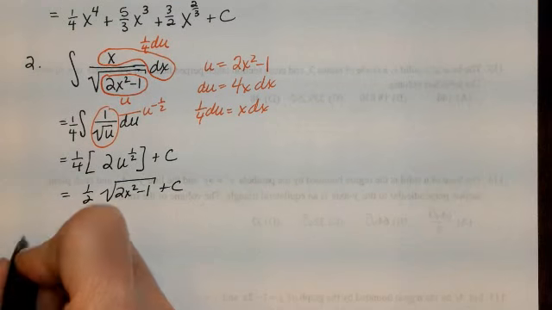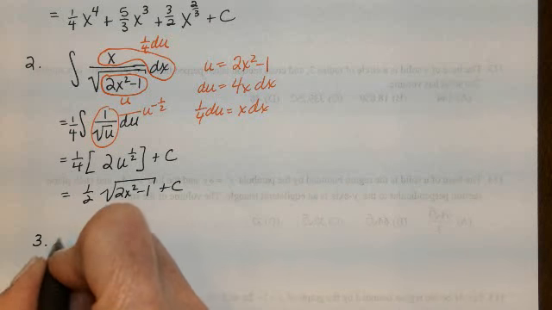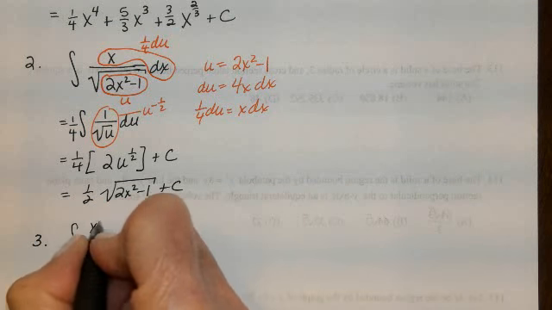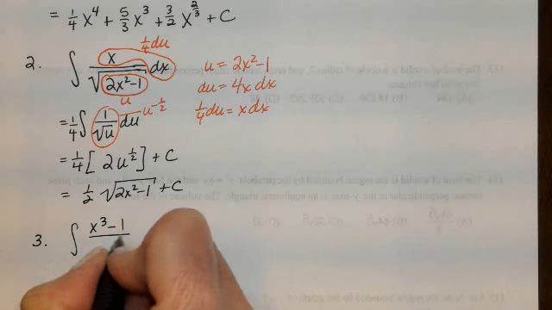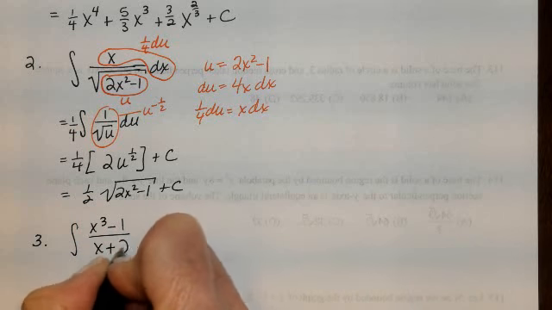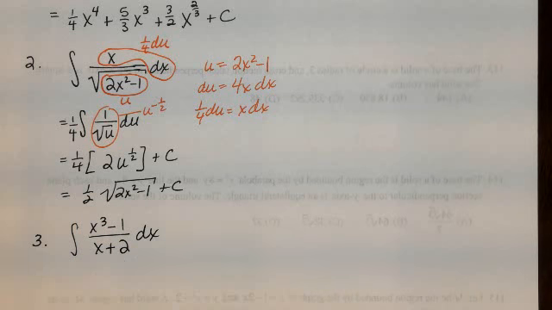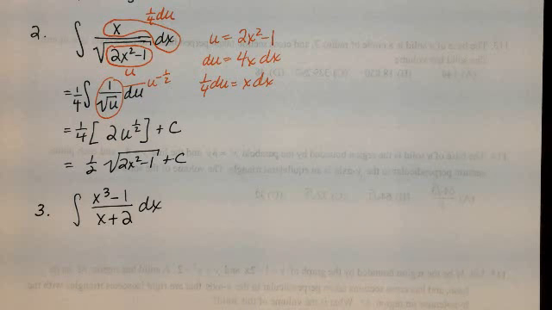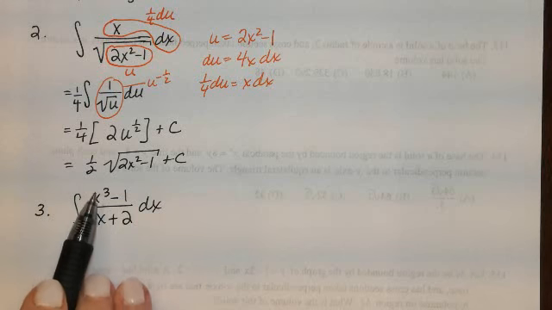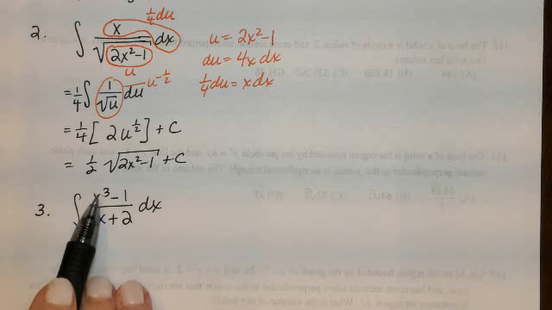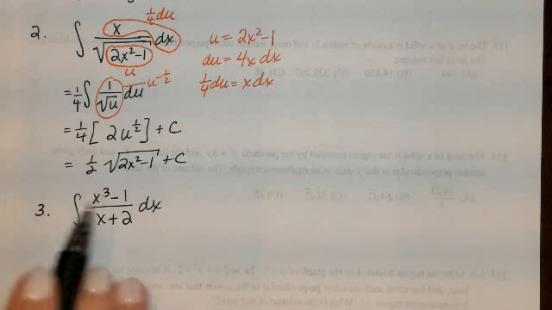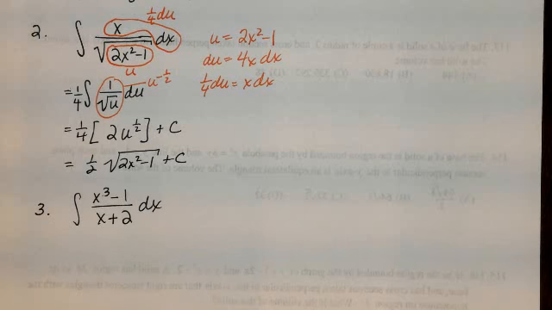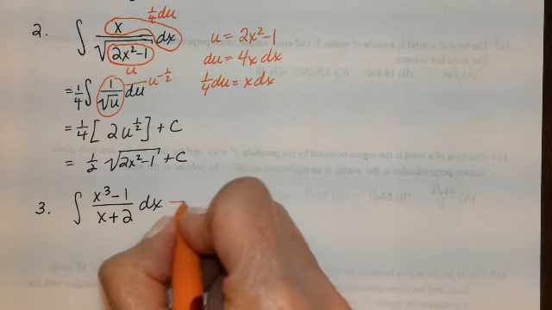Okay. Number 3. Let's do this one. What if we have something like this rational expression? So when you see a rational expression, you should look at the power of the top and the power of the bottom. If the power on the top is greater than or equal to the power on the bottom, you always go off to the side and divide. So I'm going to go off to the side and divide.